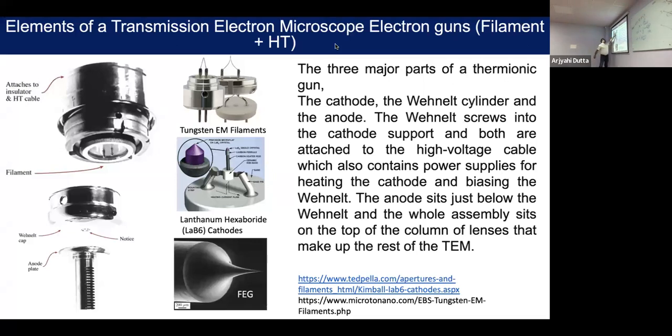Now, this is a tungsten filament, as I mentioned. So this is a very sharp tip, and there is a similar kind of thermionic emission you can see for the LaB6 crystal also. Where from the tip you can get the electron.